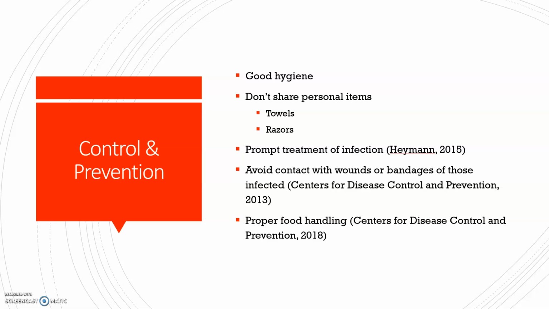Control and prevention: having good hygiene, washing your hands. If you would wash your hands before you deboned that rotisserie chicken, then maybe you wouldn't have ended up in the bathroom. Don't share personal items like towels, razors. Get prompt treatment of your infection, and avoid contact with wounds or bandages of those who are infected. So if you're changing a bandage of someone who has a staph infection, a skin and soft tissue infection, be sure to wear gloves and wash your hands. Try not to touch that so that you don't become infected.